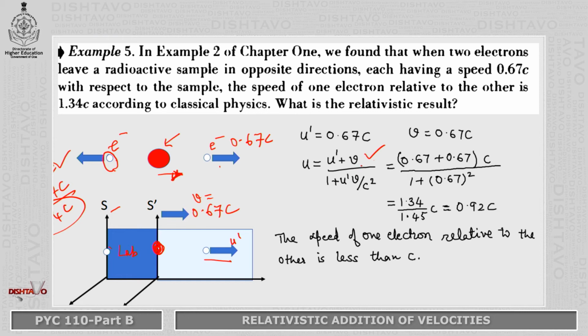Naturally, this is now a plug-in type problem. I will take the formula u is equal to u prime plus v divided by 1 plus u prime v divided by c square, and just substitute u prime and v here, as well as in the denominator. Upon simplification I find that the velocity of the electron measured by the other electron is 0.92 c. So, the speed of one electron relative to the other is less than c, whereas classically it was giving the wrong result.